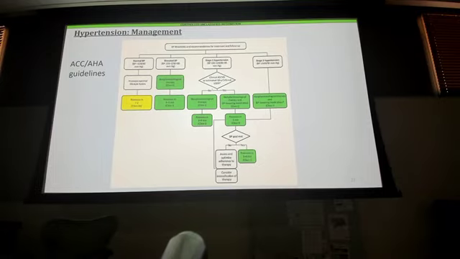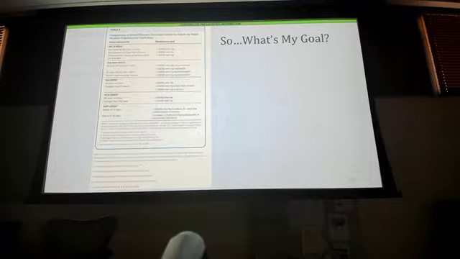So that's the pathophys of hypertension. So the question then is, how do we treat it? Who do we treat? What's my goal? And the question about what my goal is depends on which society's blood pressure guidelines you follow, okay? They all have different values.